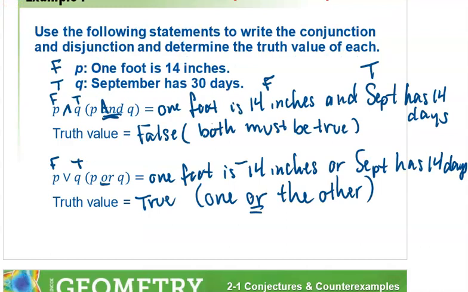Before we answer that, I need you to correct something on here. You're going to write a conjunction and or disjunction. So this is what we mean by writing the conjunction. You need to write a statement that shows that you understand the meaning of that.